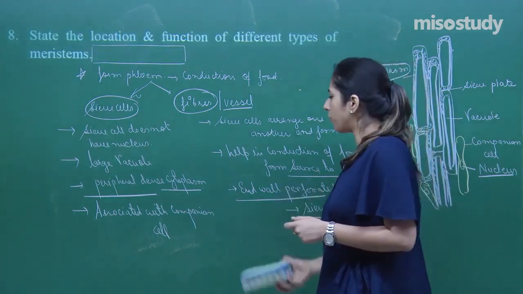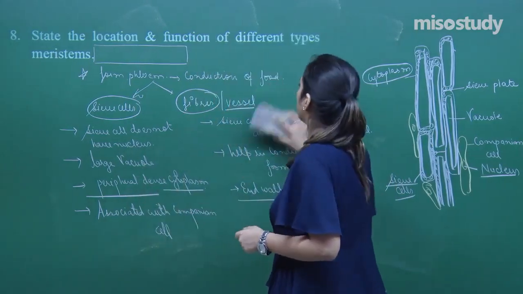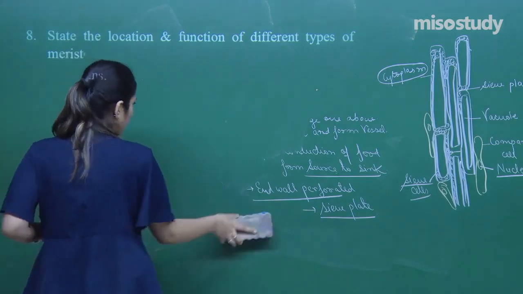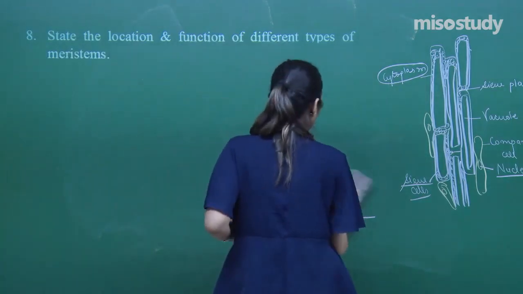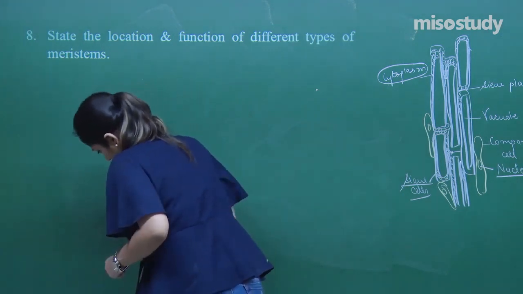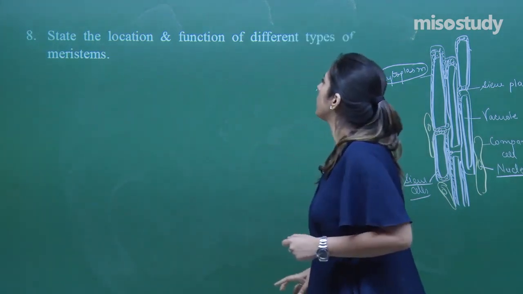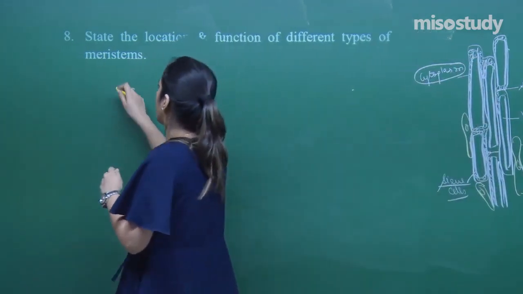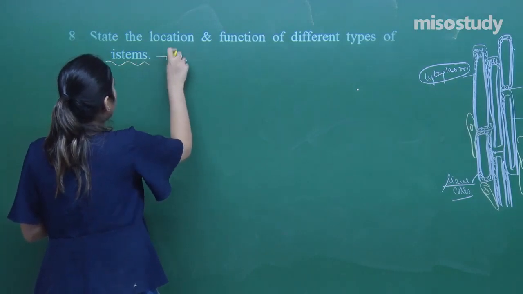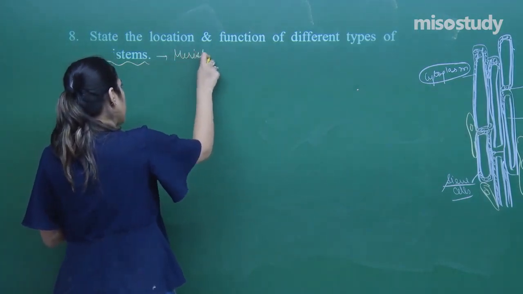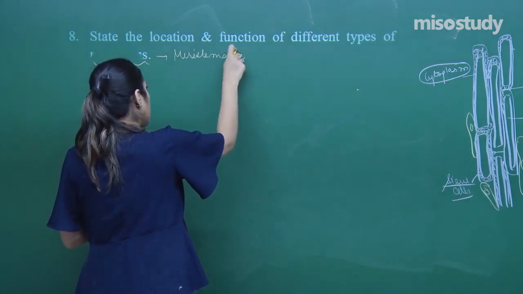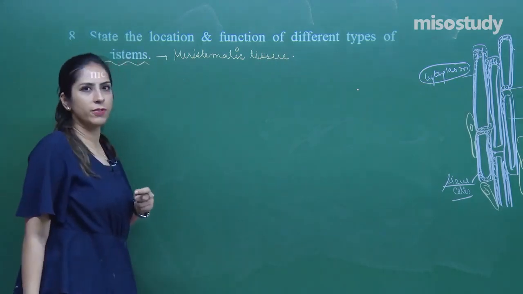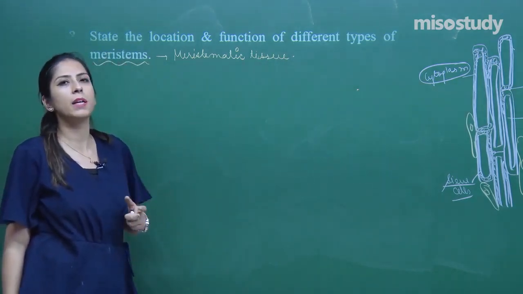Now this is also a question from a same category. Hope you have noted down this. State the location and function of different type of meristem. Now, what is a meristem? Meristem are made up of which type of tissue? Meristematic tissue. In the session, we have discussed about the different type of meristematic tissue that you have to explain over here.